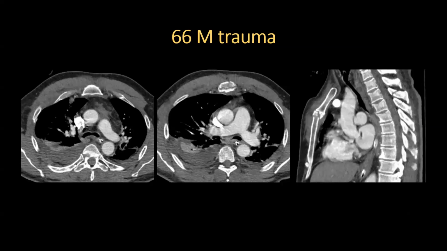Now, should we always raise concern for traumatic aortic injury when we see a mediastinal hematoma? The answer is no. Sometimes the mediastinal hematoma is due to a venous bleed, and preservation of the fat plane between the hematoma and the aorta is reassuring.